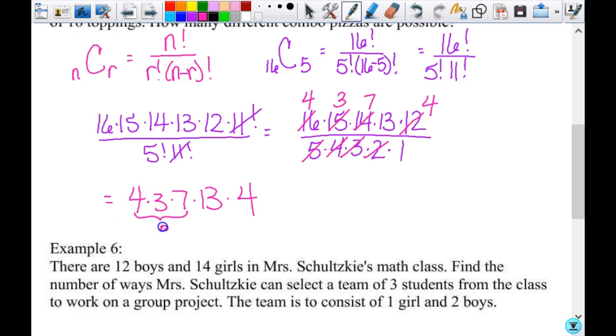So all that together gives me 84. And then what's 13 times 4? 52. So then in the end, I'm really just multiplying 84 times 52 instead of multiplying 5 times and just getting my number bigger and bigger. Anybody want to give me what that is? Good. 4,368 different combo pizzas.